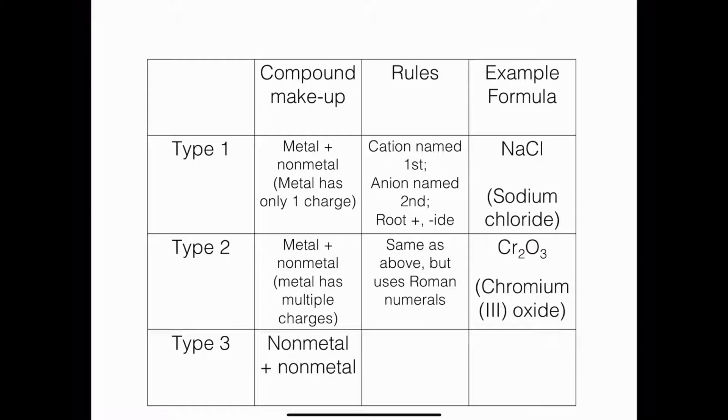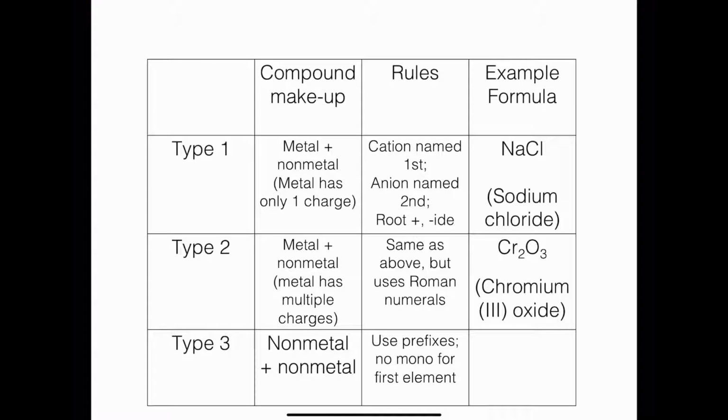Type 3 compounds are not ionic anymore. These are covalent compounds. So they're made of 2 nonmetals put together, or 2 elements from the right side only of that stair-stepper line on the periodic table. The rules for naming these compounds are to use prefixes. Remember, we have mono, di, tri, tetra, penta, hexa, and so on.